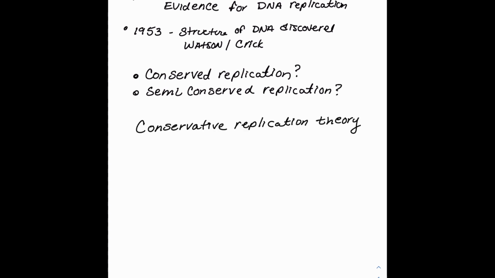If we have a look at the conservative replication theory, what we see is two strands of DNA, and when they are replicated, those two parent strands of the DNA stay together, and the two newly synthesized strands of DNA join together. So that was one theory.